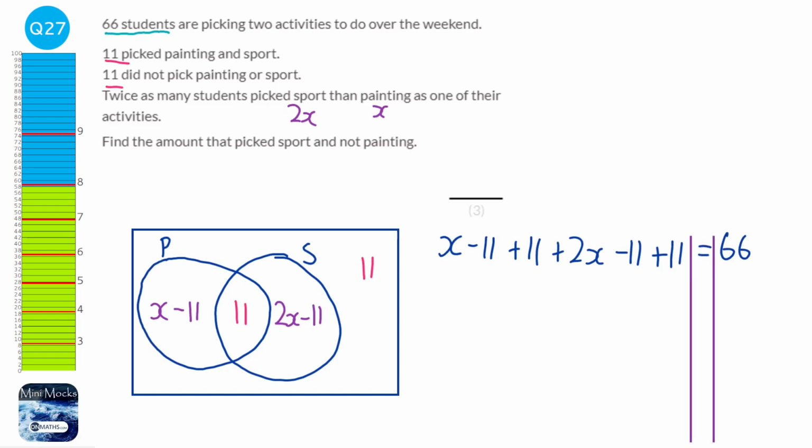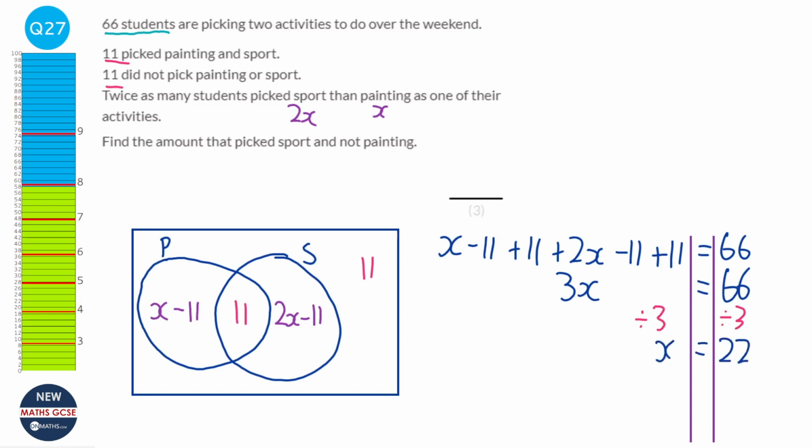Now here we've got x plus 2x, which is 3x. And we've got minus 11 plus 11, minus 11 plus 11. Well, those just cancel out. So we're left with just the 3x equals, and then 66. I'm going to divide that 3 both sides. So we've got x equals 22.